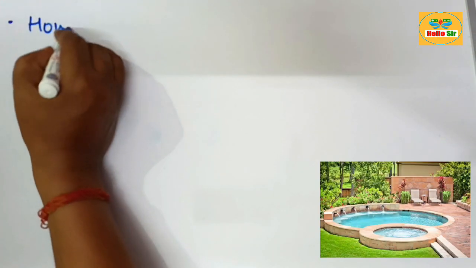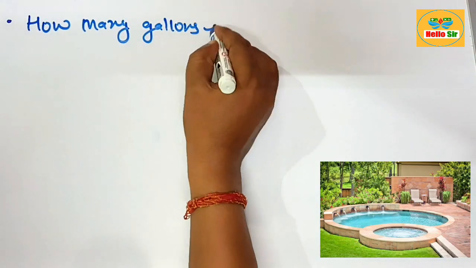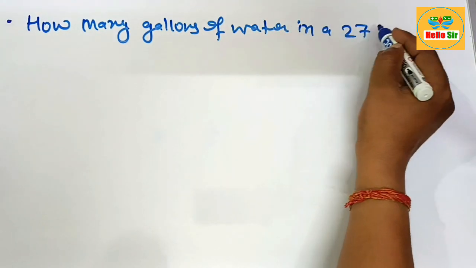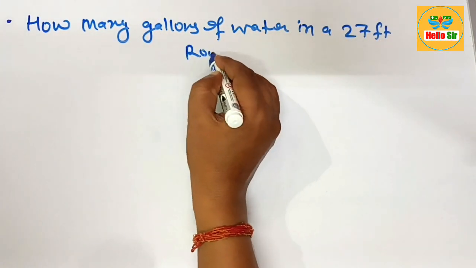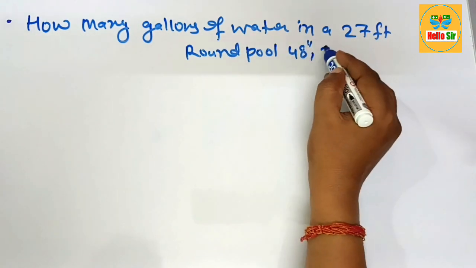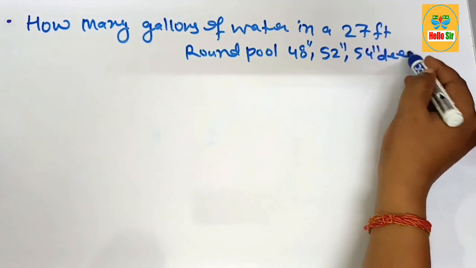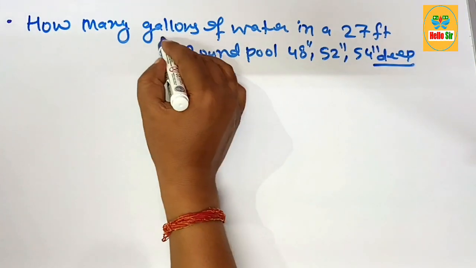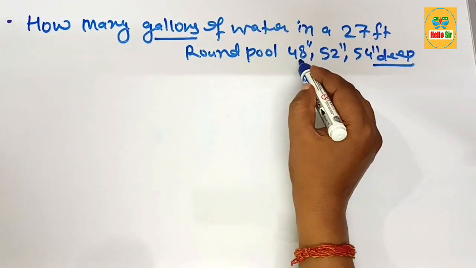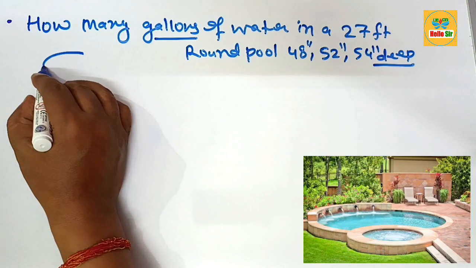In this video, you will learn about how many gallons of water are in a 27-foot round pool that is 48-inch deep, 52-inch deep, and 54-inch deep. You have to figure out the quantity of water in gallons to fill a 27-foot round pool at different depths of the pool. First, we make a rough diagram.